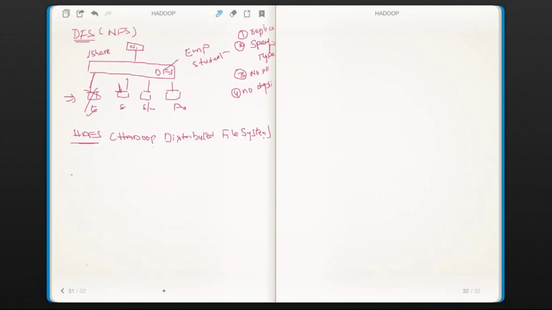So your HDFS also follows something called master slave architecture. How does it follow the master slave architecture? There will be one guy who calls himself a master. It's called the master node. What is a node?